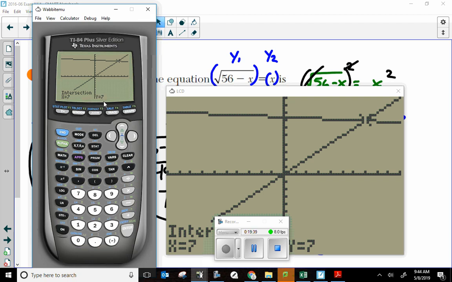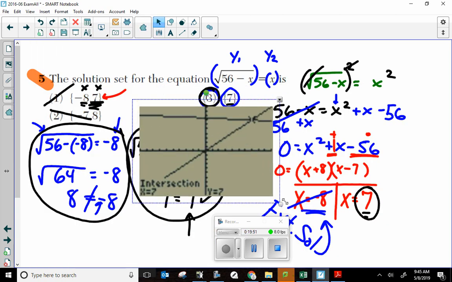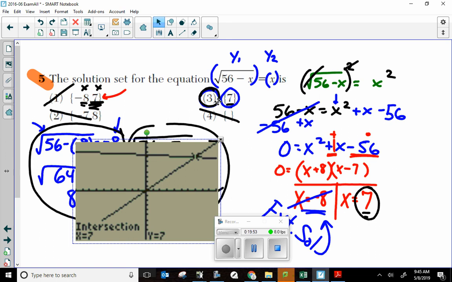That happens to be coincidental. I'm trying to solve for what? The x, right? So I want to look for the x. My x is 7. There's only one point of intersection. So there's only one answer. Bam. So my answer is x equals 7 right there. Okay, don't just discard the calculator. It is your friend.